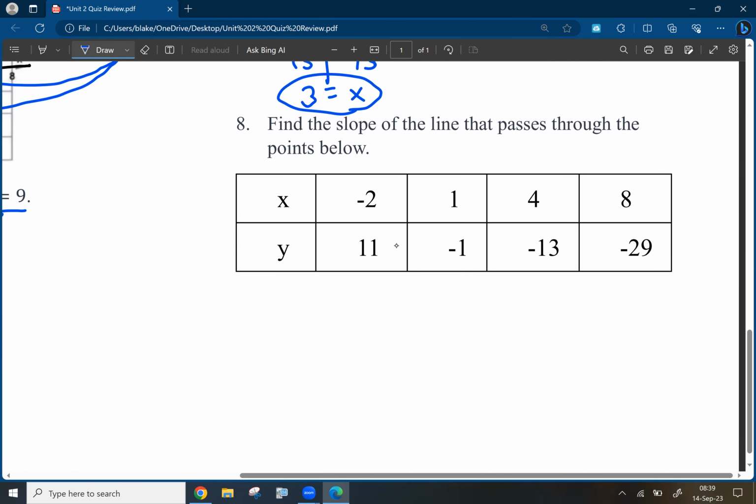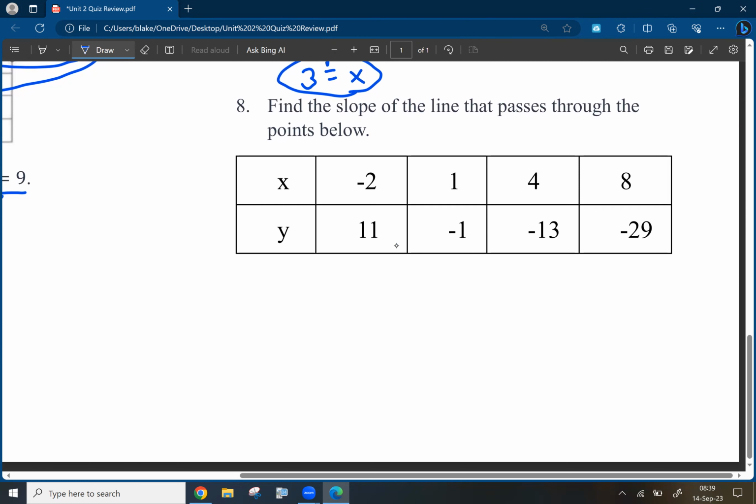And then finally, number 8, find the slope of the line that passes through the points below. Okay, so pick any 2 points. It doesn't matter which 2 points. I'll pick the first 2, of course. So this would be x1 and y1. This would be x2 and y2. It doesn't have to be these points, but I tend to pick the smaller numbers if I can. So that's what I've done.